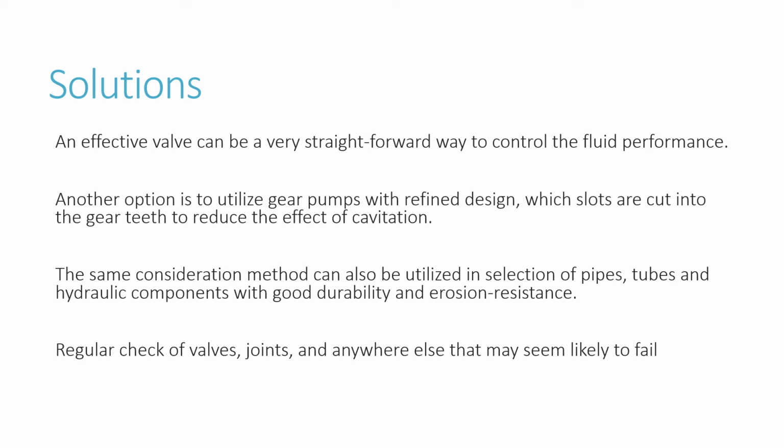Another option is to utilize a gear pump with a refined design, in which slots are cut into the gear teeth to reduce the effects of cavitation. The same consideration can also be applied to pipes, tubes, and hydraulic components with good durability and corrosion resistance. Finally, it is also important to have regular checks of valve joints and anywhere else that is likely to fail, and to act as soon as something shows a sign of failure, potentially protecting the system using predictive maintenance.